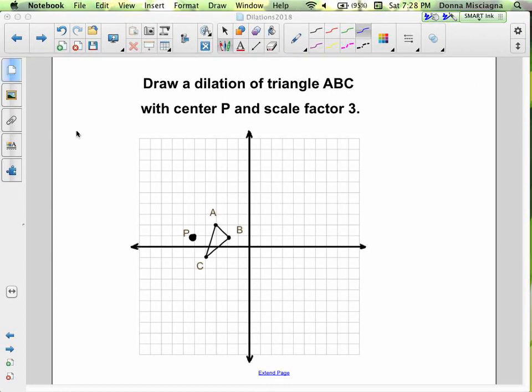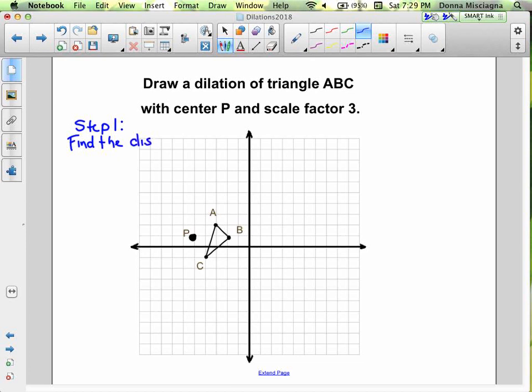All right, so step one, we're going to find the distances from our point of dilation, in this case it'll be point P, to the points on the pre-image. That'll be our step one, and we'll put it in a matrix.